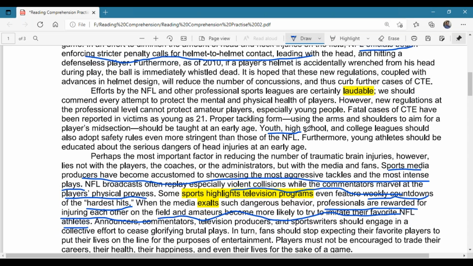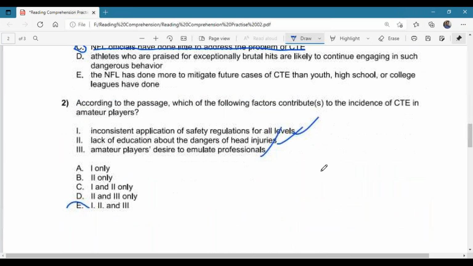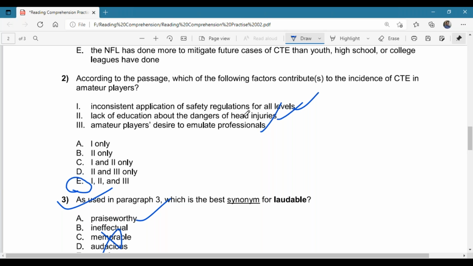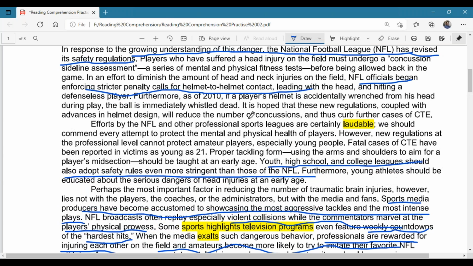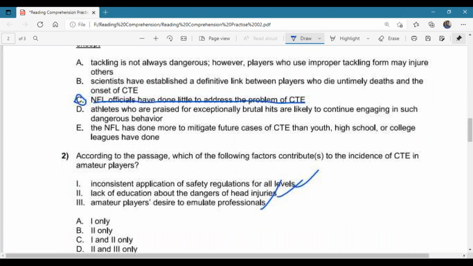See, youth, high school, and college leagues should also adopt safety rules even more stringent than those of the NFL. That means you should be able to apply the regulations at all levels equally. Lack of education about the dangers of head injuries: people should be educated about the serious danger of head injuries at an early age. So lack of education, that is also true.